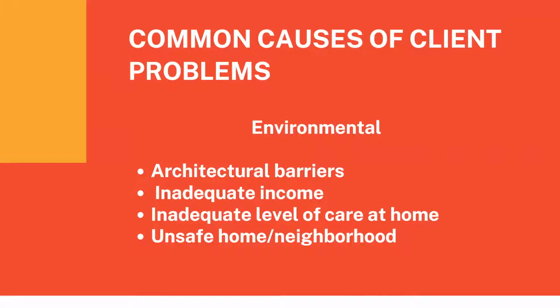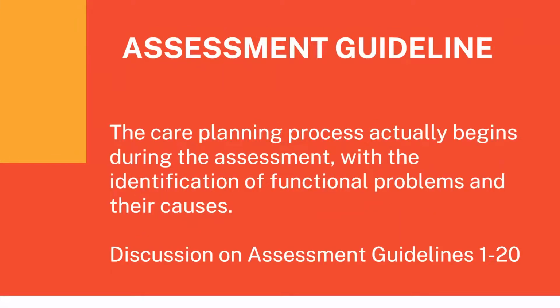Inadequate income, inadequate level of care at home, unsafe home or neighborhood, and so on. So those are the three categories. They're not limited, but you can explore them. Now, we know that the assessment guideline that has been followed, there are about 1 to 20.